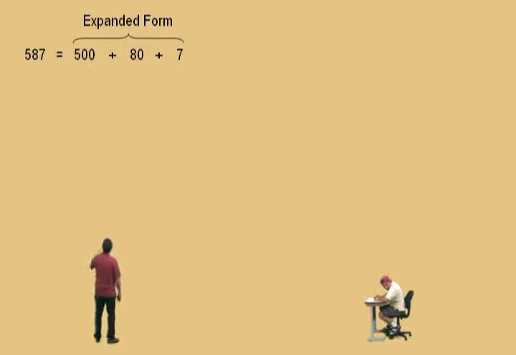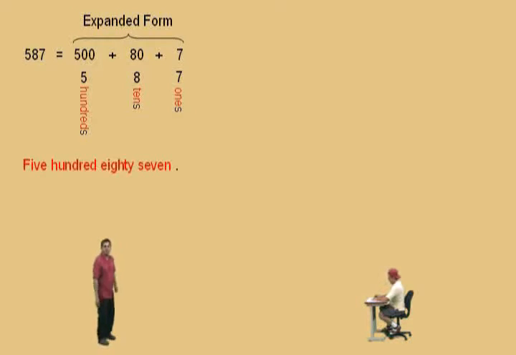Now, why do we have 5 hundreds? Because a 5 was in the hundreds place. Similarly, the 8 was in the tens place, and the 7 was in the ones place. And so how do we say this number, Charlie? 587. 587. Okay, let's do a tougher one.